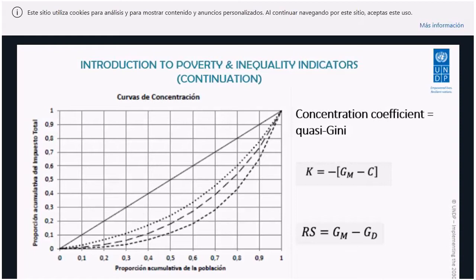That would be a progressive taxation. And then if the taxation is regressive, and that means that the poorer segments of the income distribution, or lower segments of the income distribution, pay more taxes, then the concentration curve would be closer to the equidistribution line, all right?